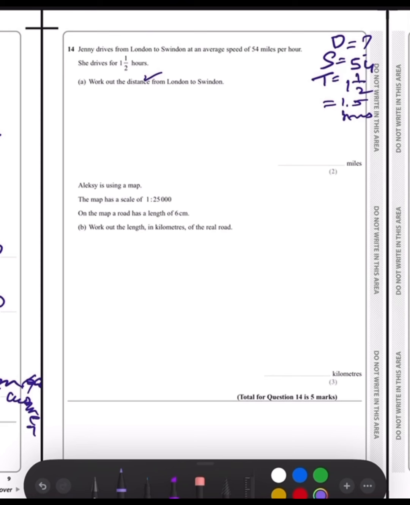So now if we solve it, we've been given speed and time. Firstly, if you find it confusing, the first step we can do is write the formula of distance, speed, and time. What is the formula of speed? Distance over time, right?